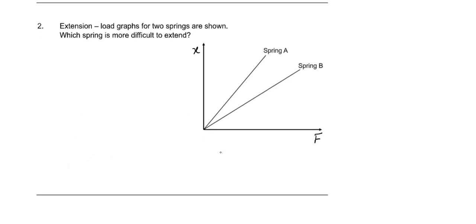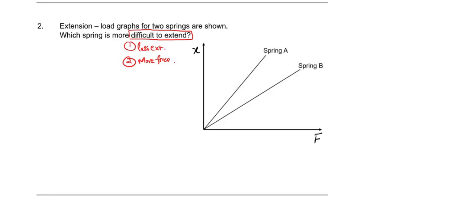Extension load graphs for 2 springs are shown. इसका मतलब comparison हो रहा है, इसमें 2 springs are shown. Which spring is more difficult to extend? Difficult to extend, इसके दो मतलब हो सकते हैं. पहला तो ये कि किस में less extension हो रही है, दूसरा ये किसको more force required है to extend. So difficult to extend we can check.